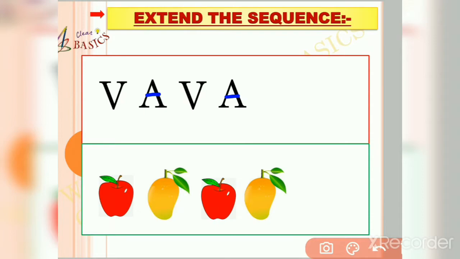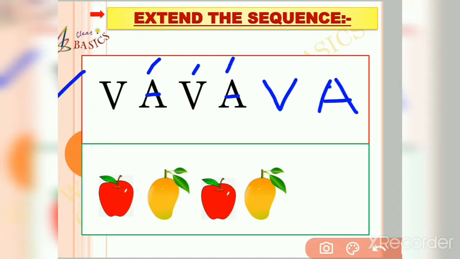In this slide, we can see there is a series of letters V, A, V, A. So friends, can you tell me what will come next in this series? Yes, very good friends. Next will come V, then A. Next we can see there is a series of apple and mango. So what will come next? Yes, you are correct. Next will be an apple and then a mango.